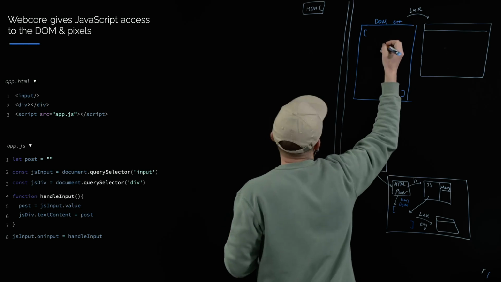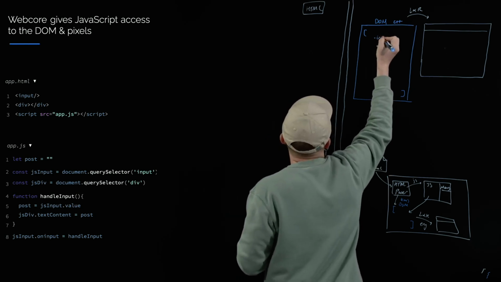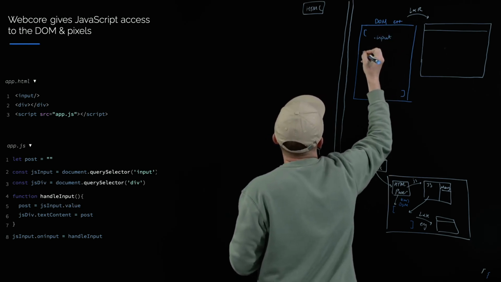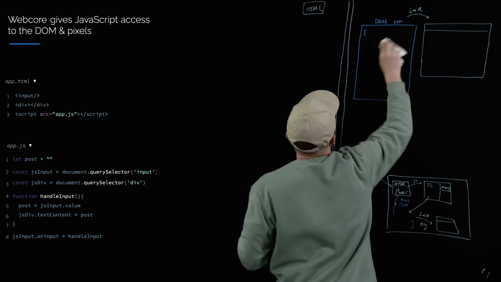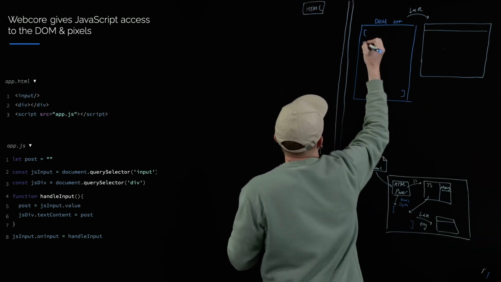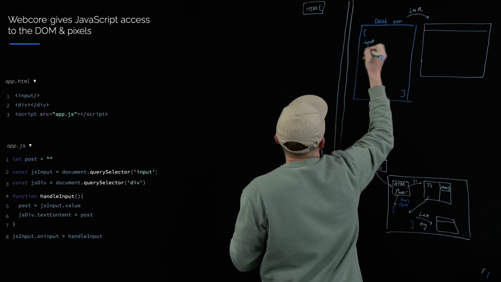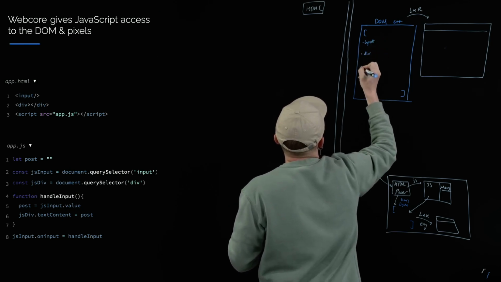An input. Input, exactly. I'm just going to list them like this. Yeah, input. And a div. Perfect. We have an input, we have a div. And then finally? Script. Script.